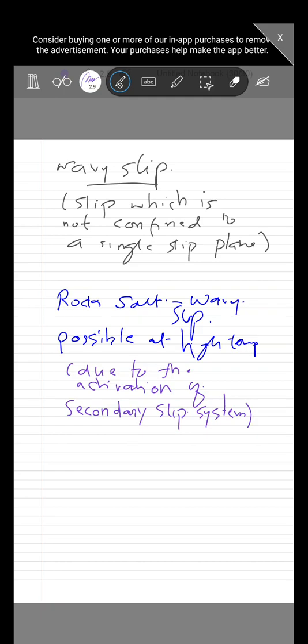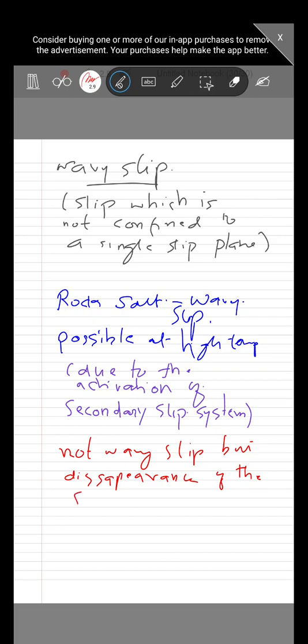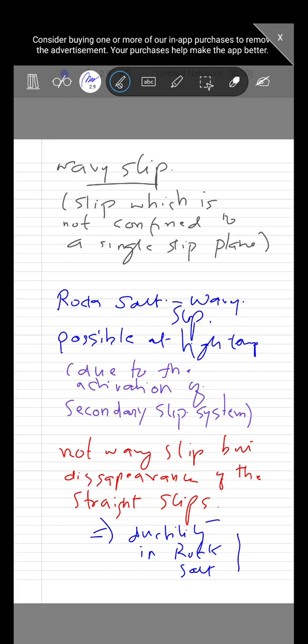However, interestingly, studies show that it is not the onset of the wavy slip but the disappearance of the straight slips which gives rise to ductility in a rock salt structure, giving a slight amount of ductility in rock salt or any ceramic having a little bit of plasticity for that matter.